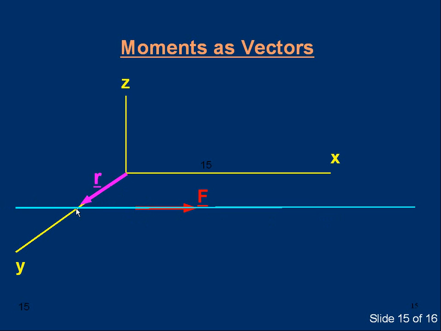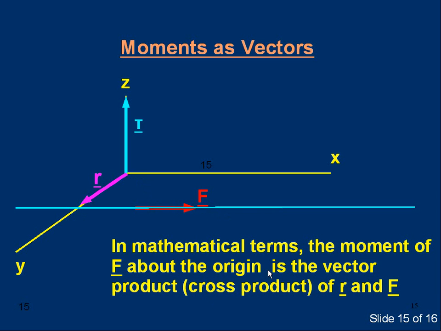That's a type of vector called a position vector. So we've got a force, we've got a position vector, which is the lever arm basically. And how do we show the moment of the force F about the origin? Well, it's a vector along the z-axis. And if you're going to study moments at a high level or learn some mathematics, some vectors, this is something you'll have to learn to deal with. In mathematical terminology, the moment of this force about the origin is the vector product or cross product of r and F. Moment is r cross F.